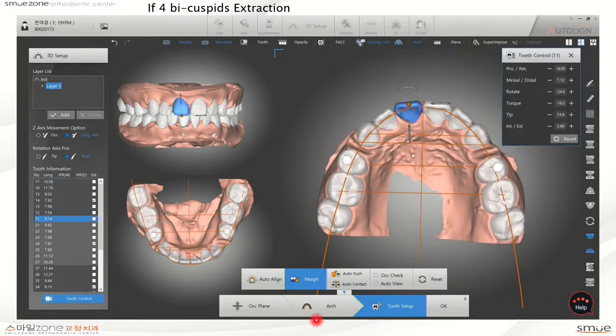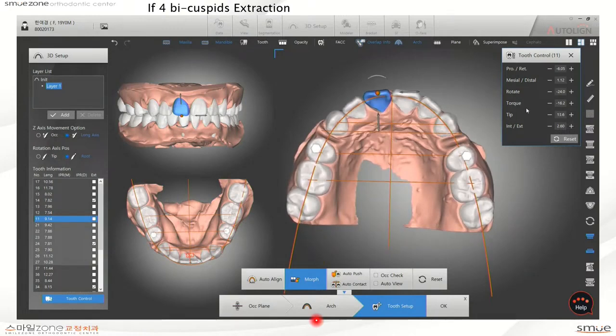Yeah, according to this one, if we can get the retraction as needed that much, then maybe right side turn into the maximum anchorage.